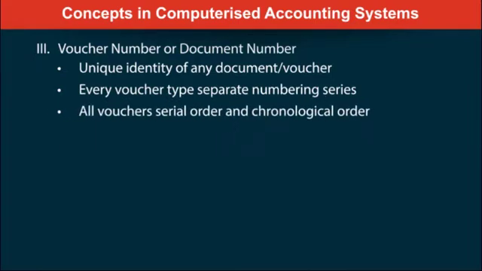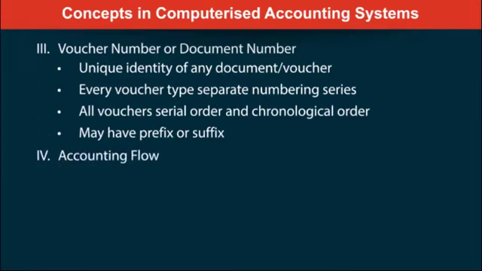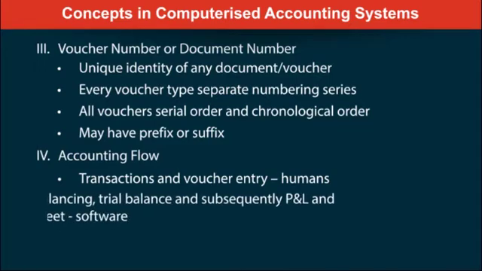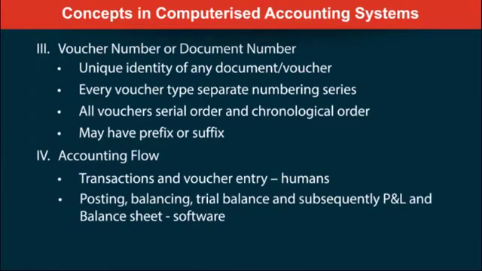And then you will have chronological order. Also there could be some code for the day, the year, right? So it may have a prefix or a suffix. It will have a serial order and it will be as per date, so chronological order. What is the accounting flow? What are the transactions? The voucher entry will be made by humans as per those transactions. Then it will be posted. So there is a journal entry and there is a ledger. Then there is balancing. Then there is a trial balance and subsequently P&L and balance sheet. All of this happens through the software. Which portion will be done by the human? The actual transaction and the voucher entry.